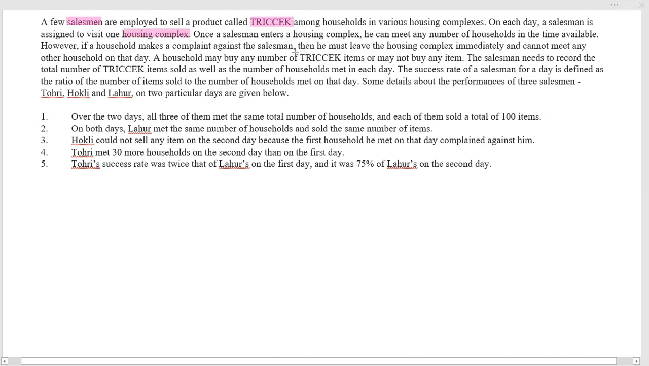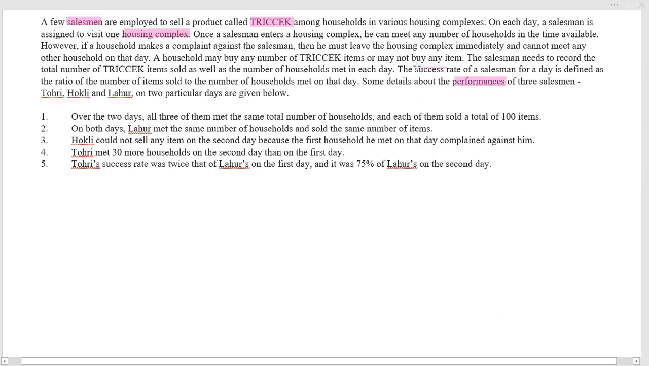Now the number of households they are meeting are different on day one and day two. And if any household complains about a salesman, then immediately he will not be able to move further. That is the way the information is given. The number of items bought and the number of households visited, these two are important here, because ultimately from that we can get the information on the performance of the salesman.